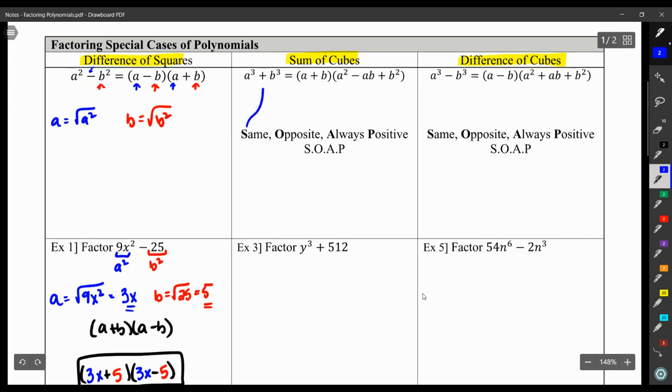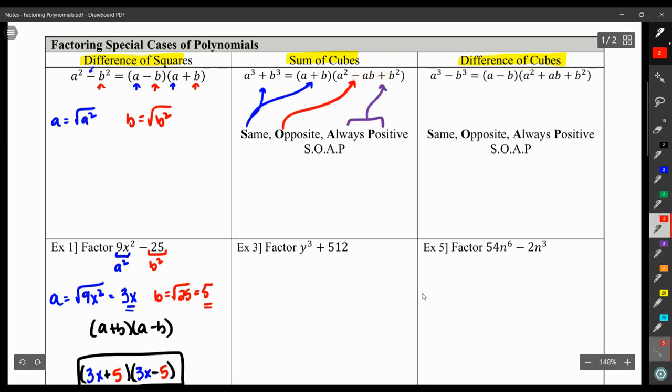The first sign is the same. The second sign is always opposite of the first one. And then the third sign is always positive, and that is because you have to take b and square it. That's why the third sign is always positive. And that's how you can use SOAP to help you remember which signs go where.